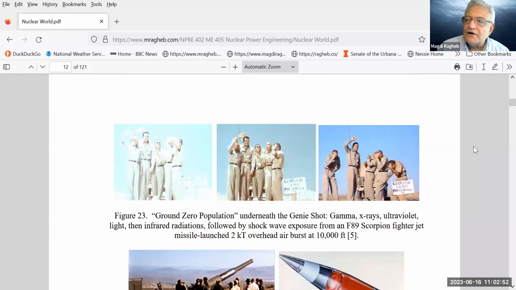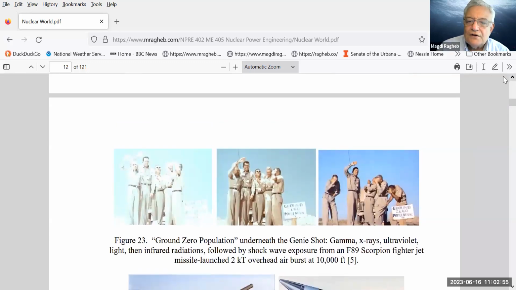This is a very famous device that brought in the definition of ground zero. And these 5 gentlemen there stood there when a plane exploded a nuclear device up in the sky. And the shot was called the Genie shot. They were unnecessarily exposed to gamma rays, X-rays, ultraviolet light, and infrared radiation, followed, of course, because the electromagnetic radiation, the X-rays and so on, move at the speed of light. So you could see the light irradiating them first, and then comes the shock wave and hits them.